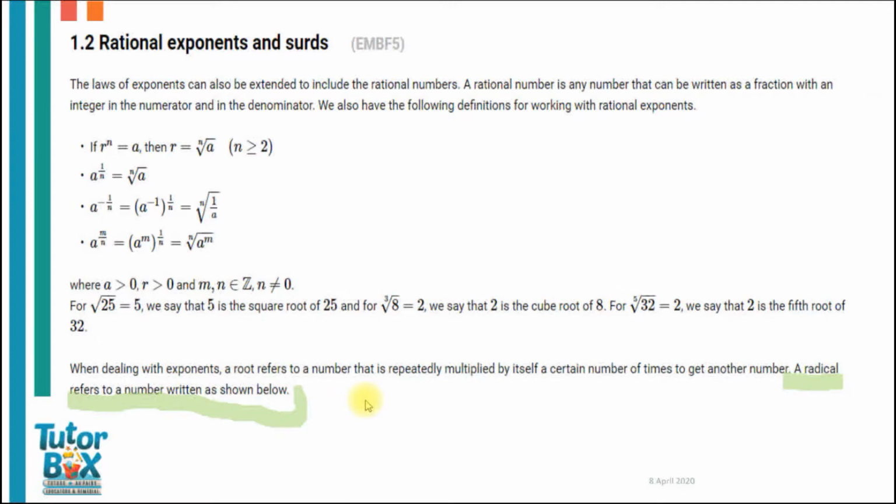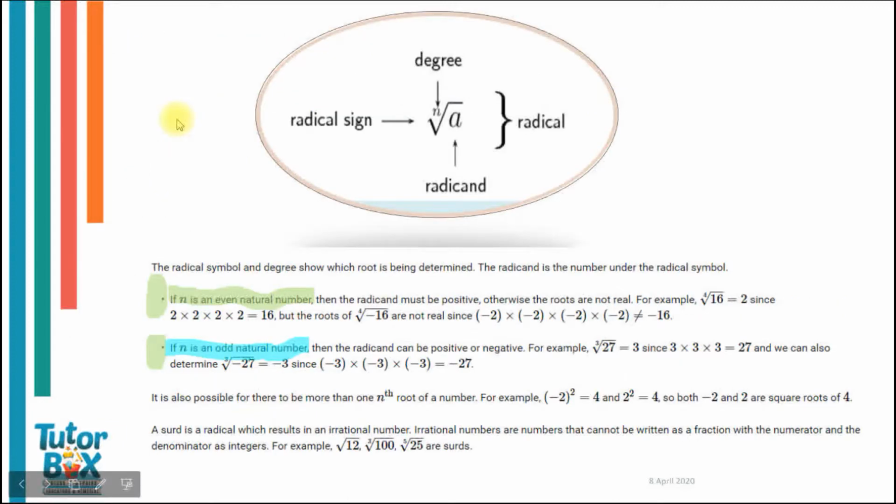Okay, next up. So now let's look at that diagram over there. Let's start here. So we have the radical. The radical is basically the whole thing there. Okay, that's the radical. And then the radical sign is that thing there. Radical is the whole thing. Radical sign is that guy there. And then the degree is the n there. And then the radicand is the a.